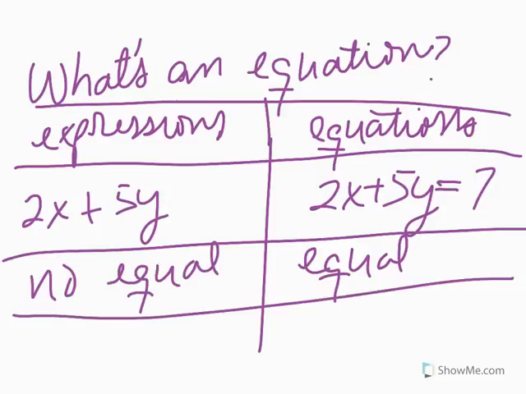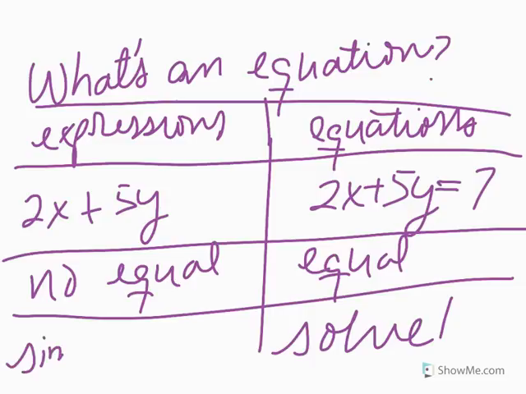So if equations have an equal sign, that means that they can be solved. So the instructions would say something like solve. Expressions, because they do not have an equal sign, cannot be solved. They can only be simplified. Sometimes when you're given the replacement value of the variables, you can evaluate an expression, but you can't solve it. Solving is specifically the process of finding the value of x or finding the value of y when it's not given to you.